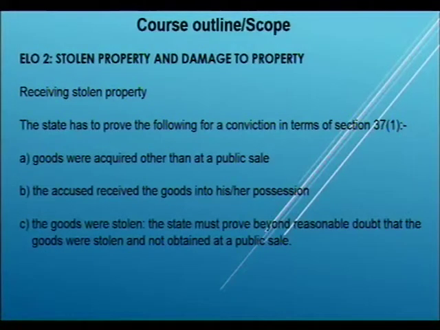Receiving stolen property. The state has to prove the following for a conviction in terms of Section 37, subsection 1. A. Goods were acquired other than at a public sale. B. The accused received the goods into his or her possession. C. The goods were stolen. The state must prove beyond reasonable doubt that the goods were stolen and not obtained at a public sale.